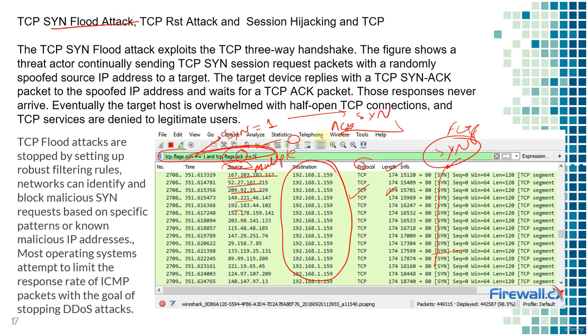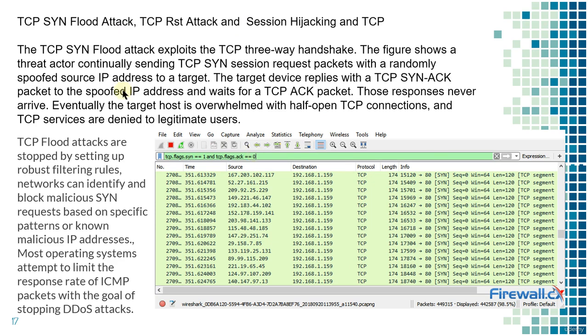And in the same fashion, TCP reset attacks work as well. I hope you get the idea. So TCP flood attacks are stopped by setting up robust filtering rules. Networks can identify and block malicious SYN requests based on specific patterns or known malicious IP addresses. Most operating systems attempt to limit them. Basically, we are going to limit SYN packets. For example, if this is a server and we limit SYN packets to only, let's say, 15 in some span of time.